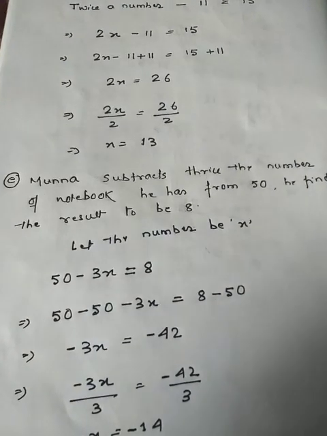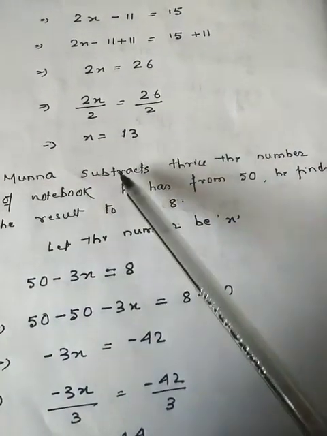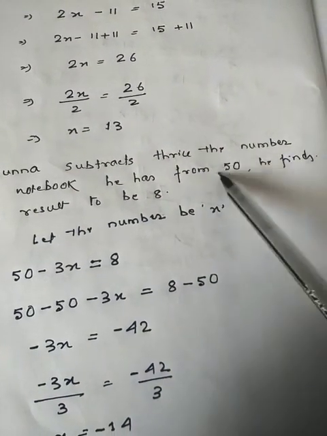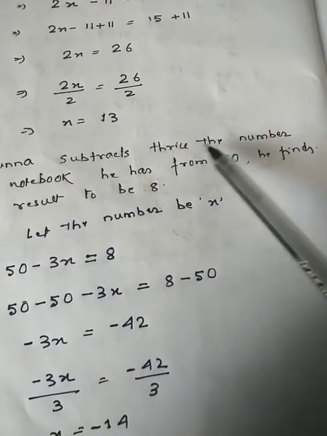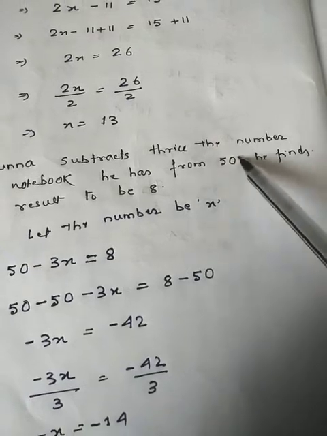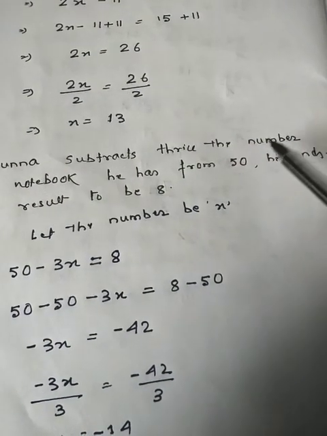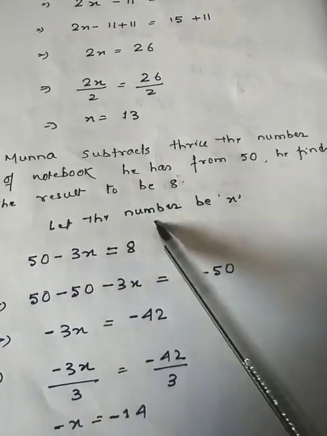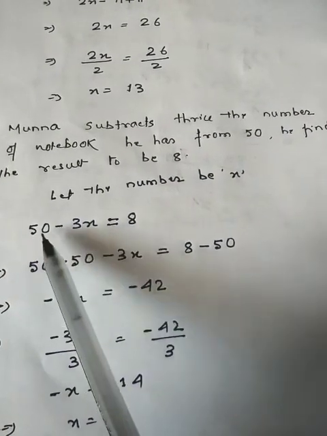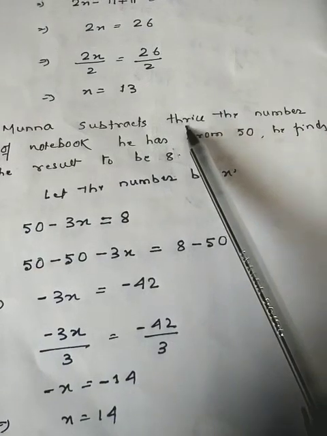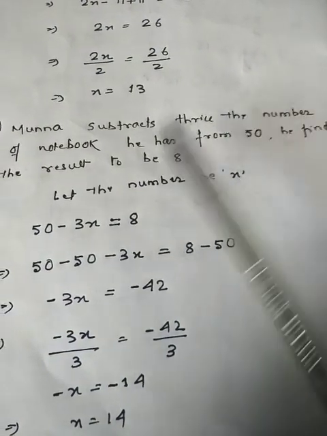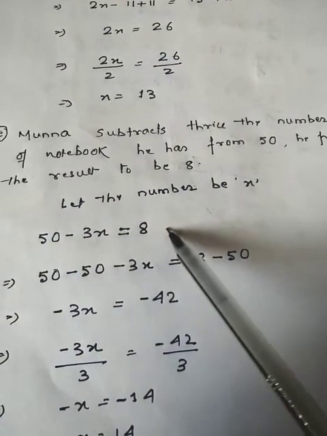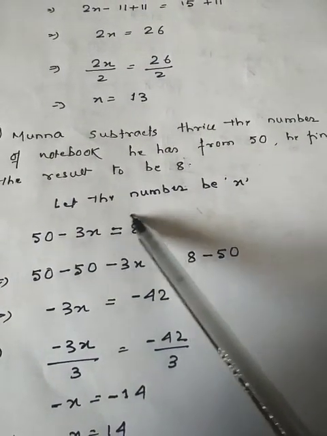Sum E. Munna subtracts thrice the number of notebooks he has from 50. That means you have to subtract thrice the number from 50, and after that, what answer will you get? You will get the answer as 8. Okay, so let the number be x. Now, from 50, how much do you have to subtract? Thrice the number. Thrice the number means what? 3x. So, 50 minus 3x. If you do that, your answer would be 8.